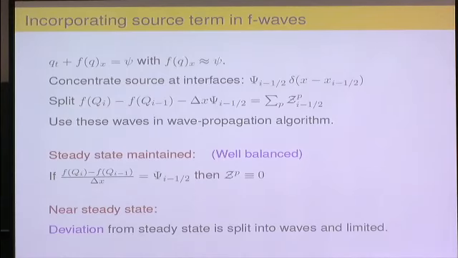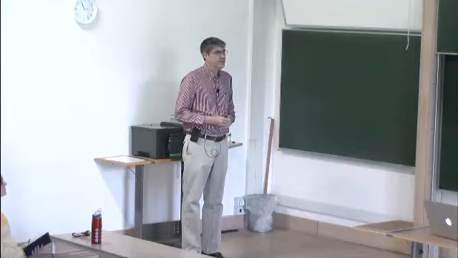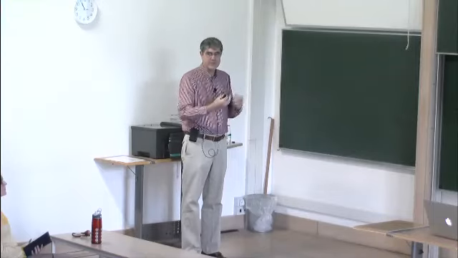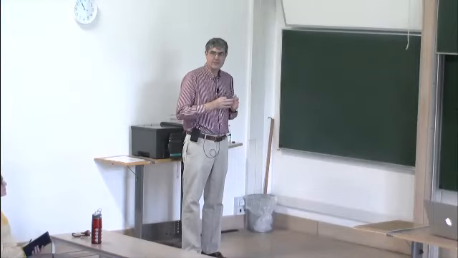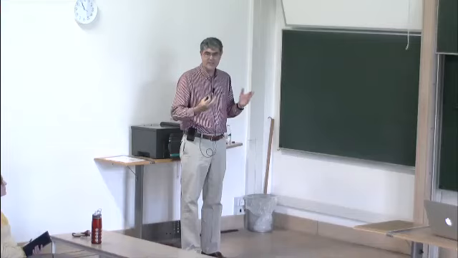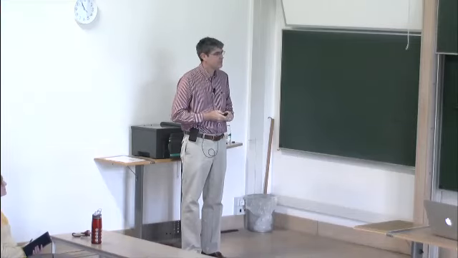And the advantage is that if things should be in steady state, then this flux difference divided by delta x should exactly balance the source term, in which case the left-hand side here would be the zero vector, and then you're splitting up the zero vector into waves, you get zero strength waves, and it doesn't change. Or if you're very close to steady state, the waves that you're working with and that you're applying limiters to for the second order correction terms are really the waves that represent the deviation from steady state, exactly what you want to capture.